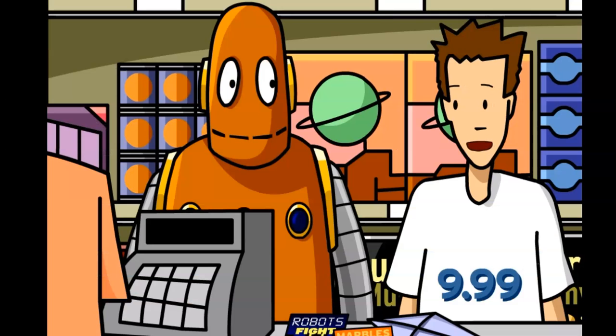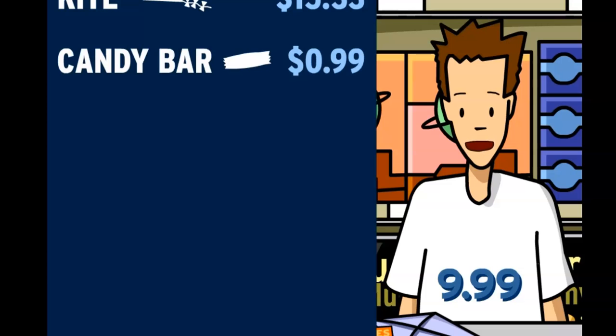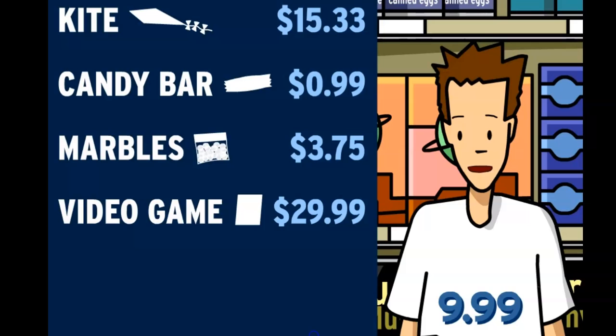Well, rounding's useful in a lot of real-life situations. Like now. I only have $50 with me, but this kite costs $15.33, the candy bar costs 99 cents, the marbles cost $3.75, and the video game costs $29.99. I could add up all those numbers, but I don't have a calculator, and it's kind of inconvenient to pull out a pencil and paper and write it all down in the middle of a store.